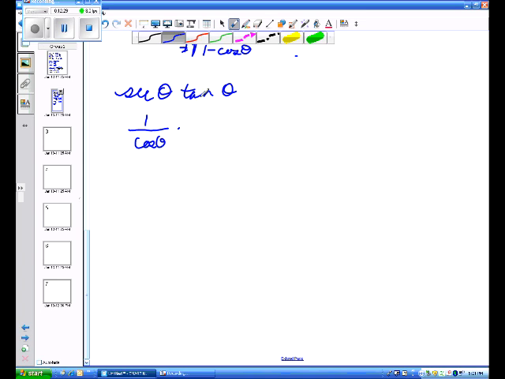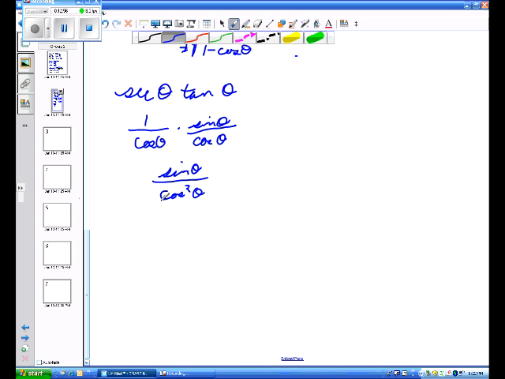Tangent, we have a Pythagorean identity, but we're wanting sine and cosine, and we have a ratio identity that says that tangent is equal to sine theta over cosine theta. So now we can do our multiplication, and we can have this as sine theta over cosine squared theta. So now we've written it in terms of just sine and cosine.